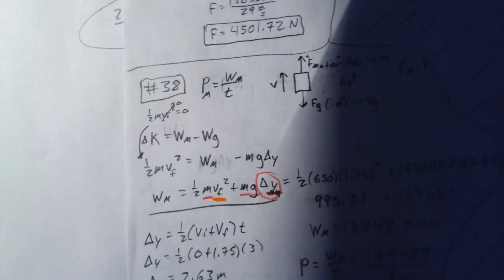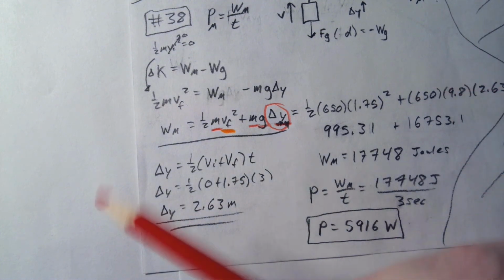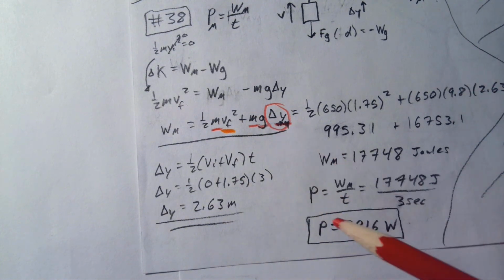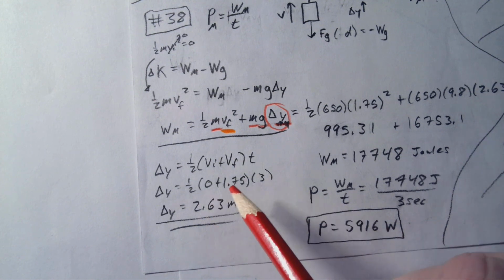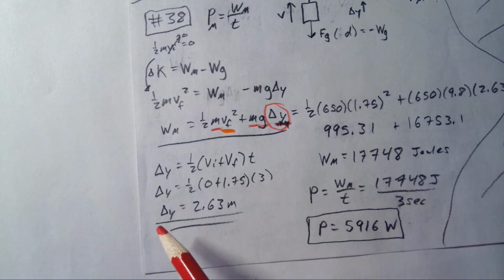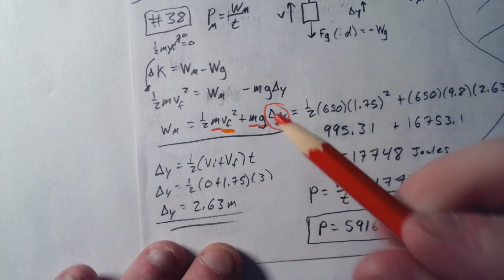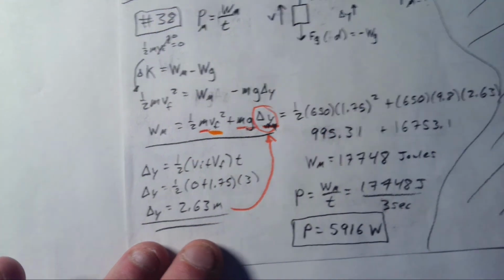If we have the initial speed, which is 0, and we have the final speed, which is 1.75, and we have the time that it takes, then we can figure out delta y. In my class, this was the first equation. So that's 0, that's 1.75, the given final speed it has after 3 seconds. And so that's delta y, how far it moves, 2.63 meters. So now we know what that is, and it's just a plug and chug problem.